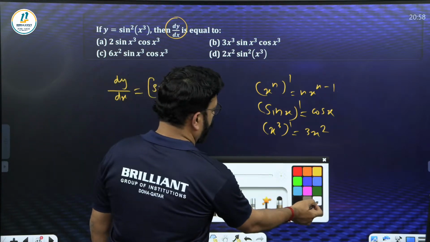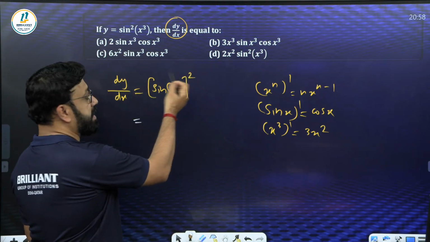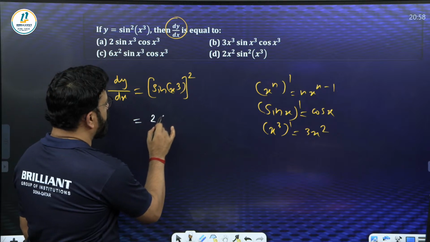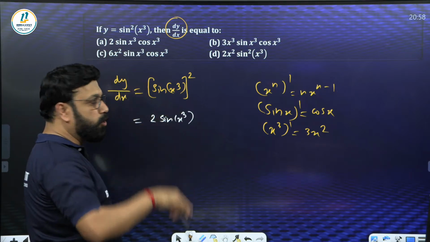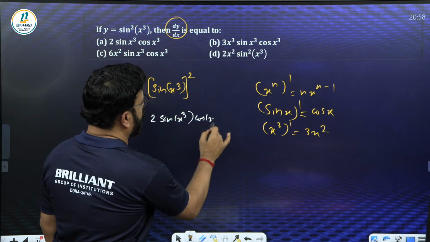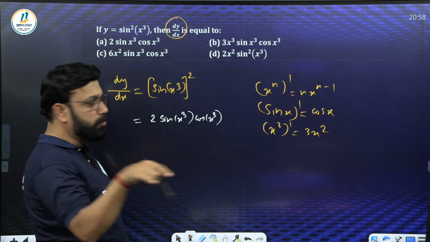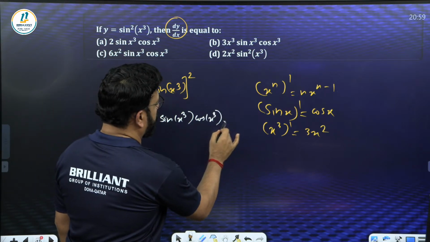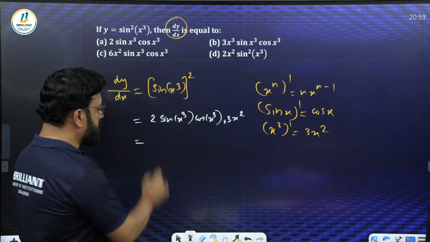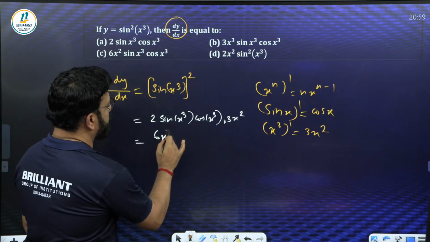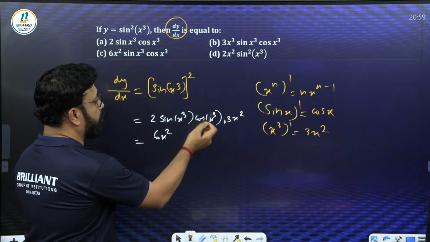So x raised to n form goes to n into x raised to n minus 1, so 2 sine x cube. Sine derivative goes to cos of x cube. Derivative of x cube goes to 3x square, into 3x square. Multiplying, 2 and 3 are 6, x square, rearranging: sine of x cube, cos of x cube.